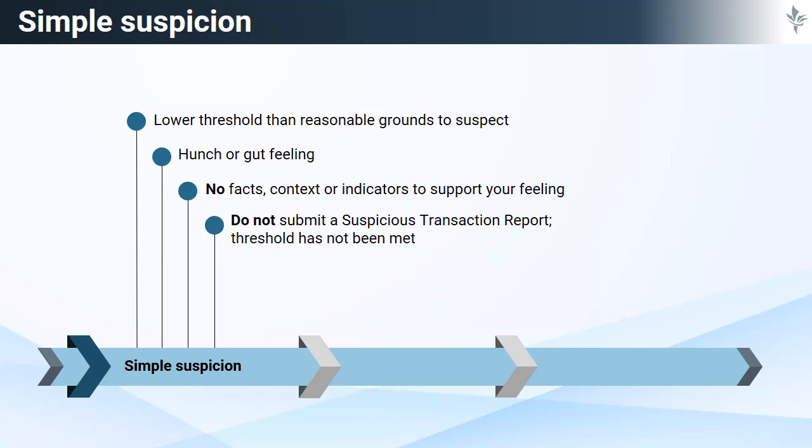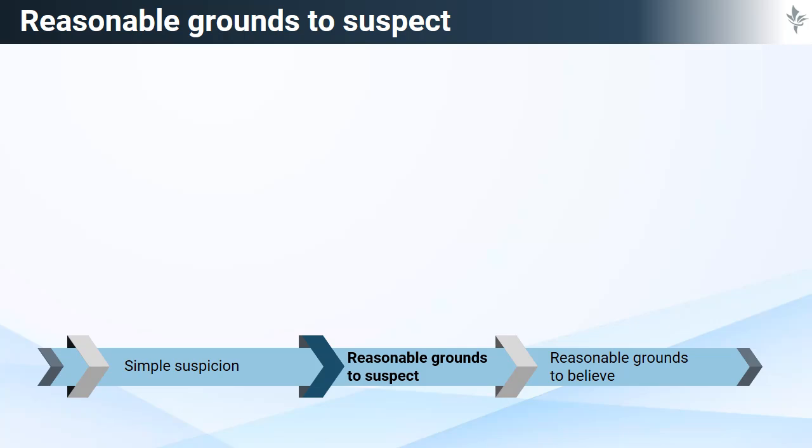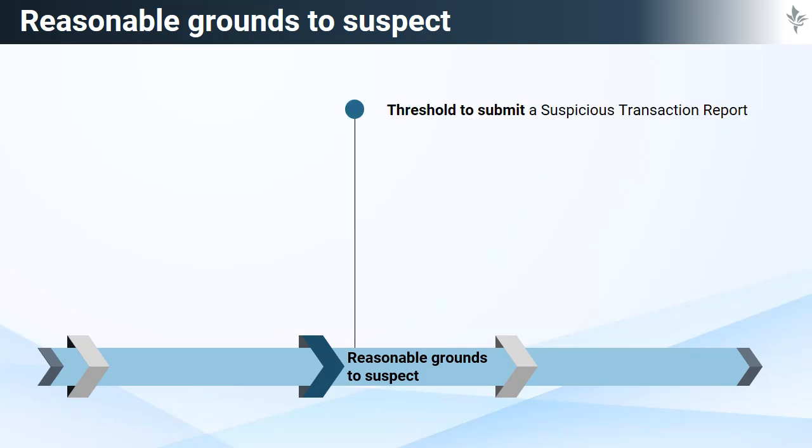Once you have reviewed the supporting documents and related transactions, you may elevate the threshold to reasonable grounds to suspect if you find information that would support or confirm your suspicion. Reasonable grounds to suspect is the required threshold to submit a suspicious transaction report to FINTRAC.